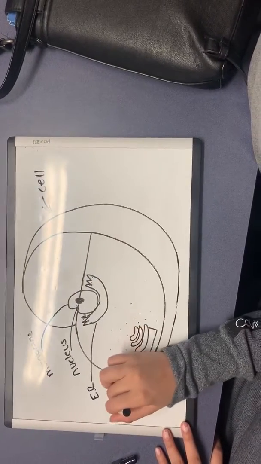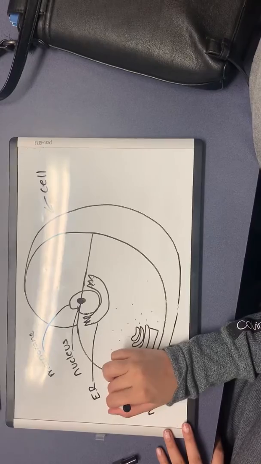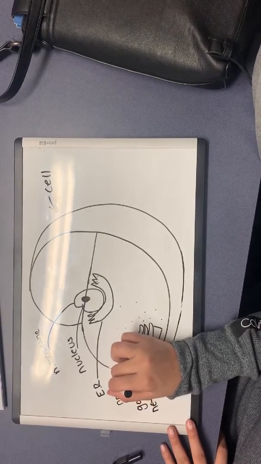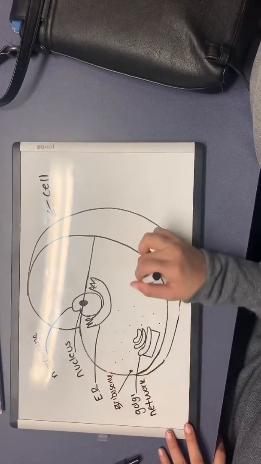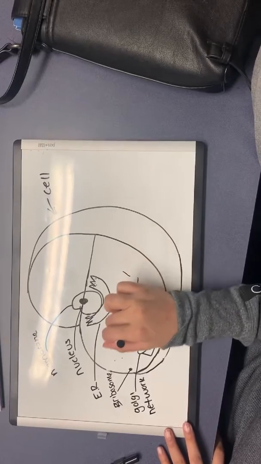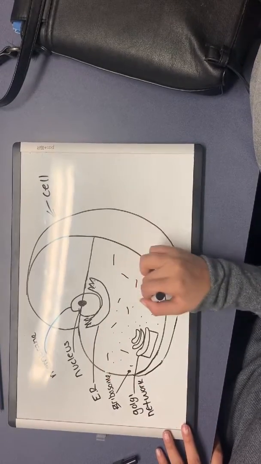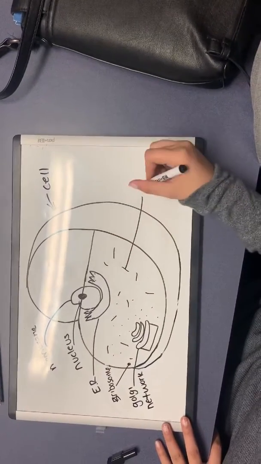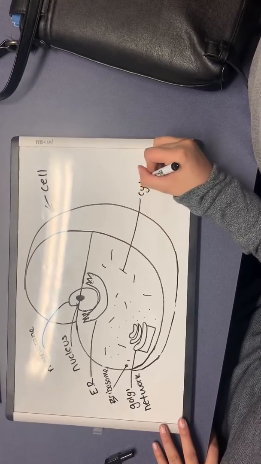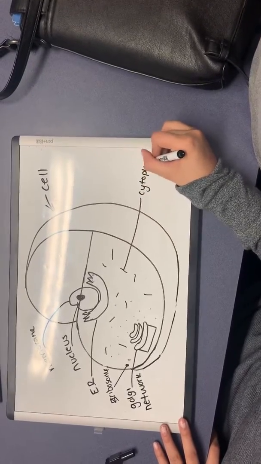Last but not least is the cytoskeleton, which can also be found floating in the cytoplasm. Its job is to help maintain the shape and structure of the cell. It also facilitates movement within the cell itself.